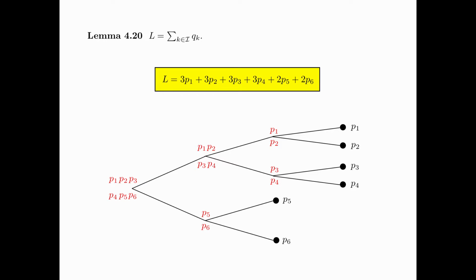Moreover, the total value of the probability masses that we have put at an internal node is equal to the reaching probability of that internal node. For example, the sum of these 6 probabilities, which is equal to 1, is precisely the reaching probability of the root. And the sum of these 4 probability masses is equal to the reaching probability of this internal node, and so on and so forth. Therefore, the expected length of this prefix code is equal to the sum of all the reaching probabilities of the internal nodes, and this verifies Lemma 4.20.